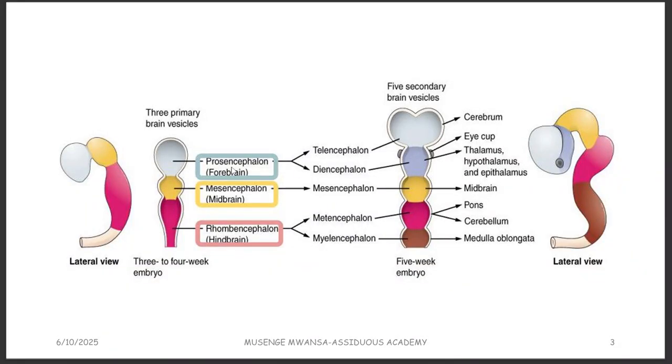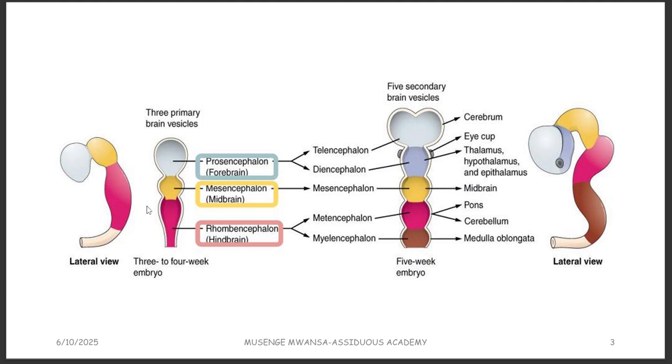So the way the brain develops is that you first have the developing neural tube, and this neural tube will start dilating for the brain. For the spinal cord, it just remains like that. So the forebrain comes from the prosencephalon, which will give you the telencephalon and thalamencephalon. Telencephalon is the cerebrum, thalamencephalon is the diencephalon, which makes up parts like the thalamus, hypothalamus, the epithalamus, subthalamus. The midbrain comes from the mesencephalon, and this one just gives you the midbrain.